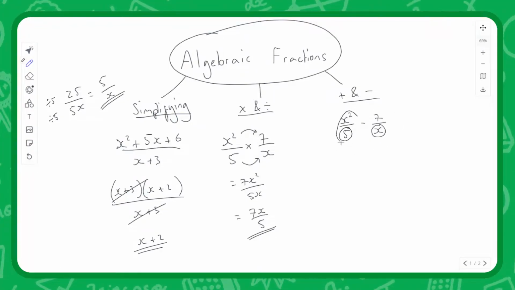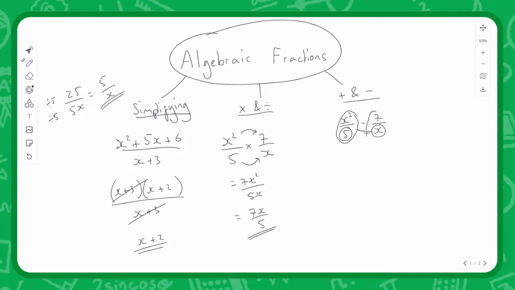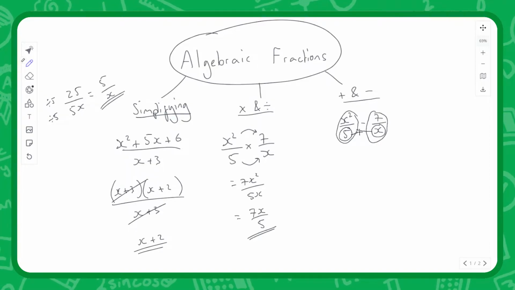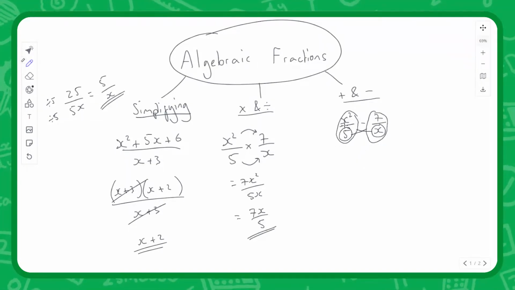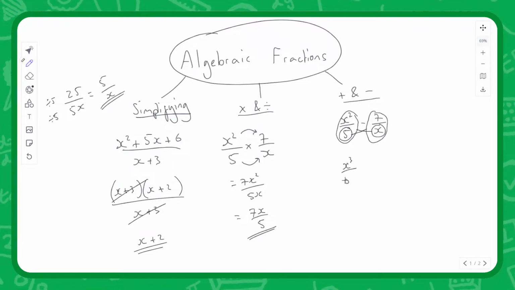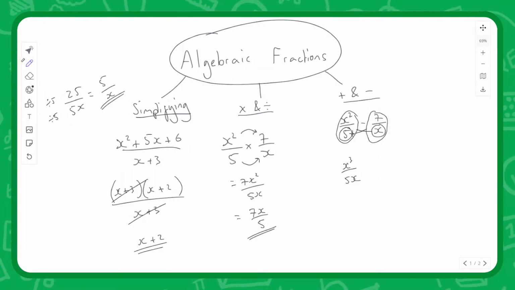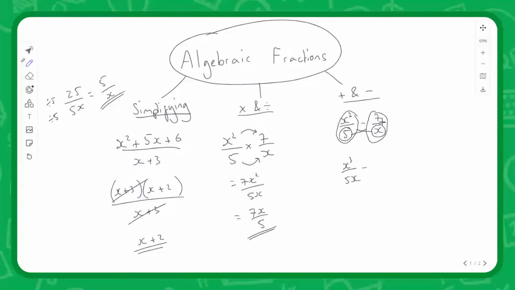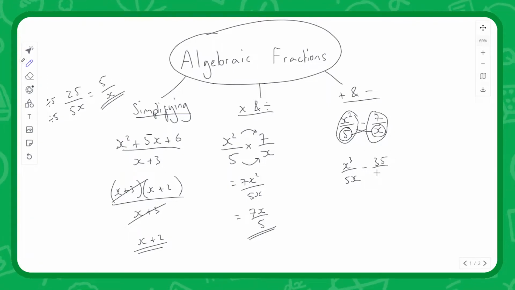So I'm going to take this whole fraction, and I'm going to times it by that denominator. I'm going to take this whole fraction and times it by that denominator. And you'll see why in a second. When I do the first fraction times x, I end up with x cubed over 5x. And I take the second whole fraction, I times it by this denominator, by 5, and I end up with 5 times 7 to get 35 over 5 times x to get 5x.